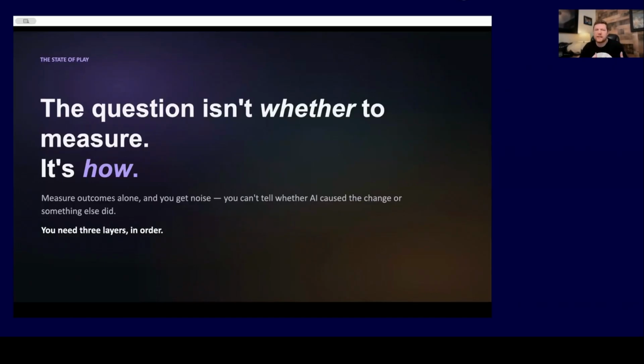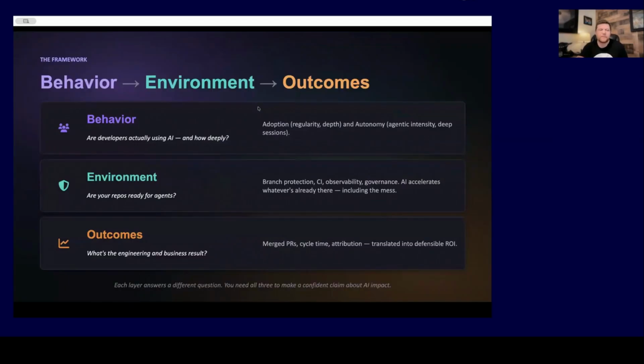We jump straight to outcomes. Did our cycle time improve? Did we ship more? Those are great things, and we want to have visibility into those. But they don't tell the whole story, and we don't understand whether AI was actually contributing to or causing those changes. Or was it a number of other things that potentially factored into that? So to actually know, we need to understand the leading indicators first. So you really need 3 layers, and that's the framework that we're going to be getting into.